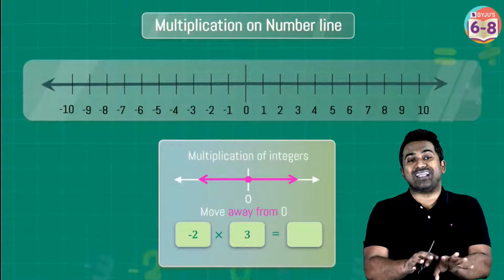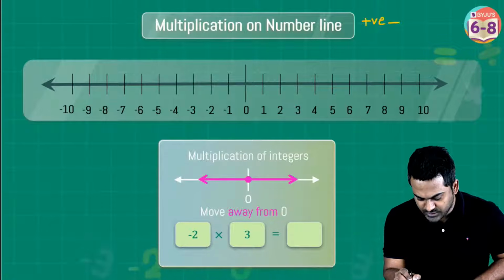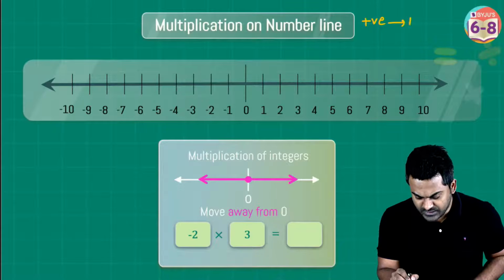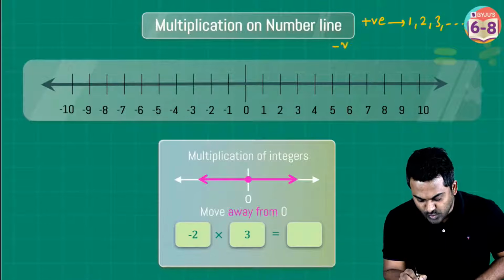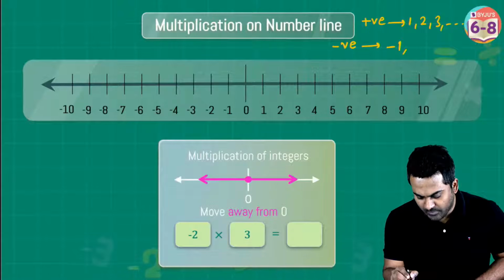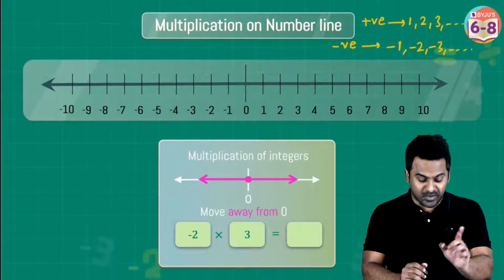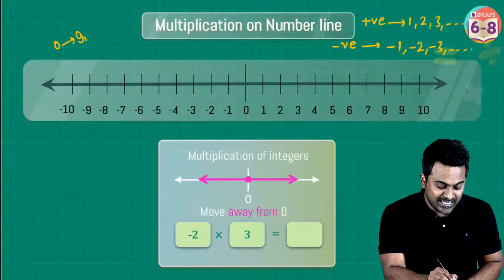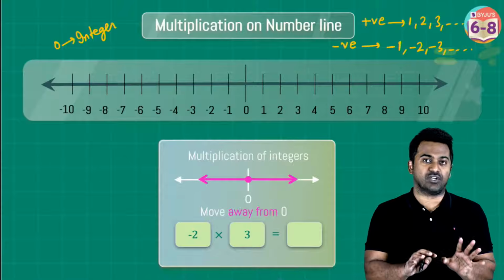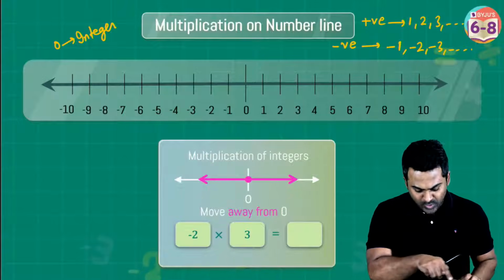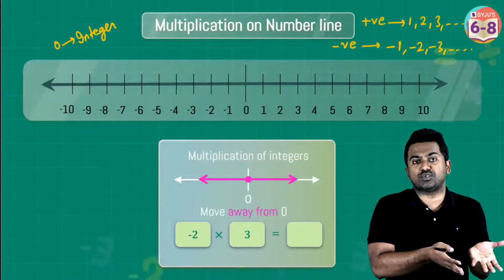Now you've also dealt with negative integers, right? What were they? Well, you have positive integers. What are positive integers, guys? 1, 2, 3, all the way. They go on and on and on. And then we also have negative integers. Negative integers are going to be what? -1, -2, -3, on and on and on. And you have to remember that 0 is an integer, but 0 is neither a positive integer nor a negative integer. 0 is a neutral integer. Okay, so this is the number line. You have positive integers to the right of 0, and you have negative integers to the left of 0.